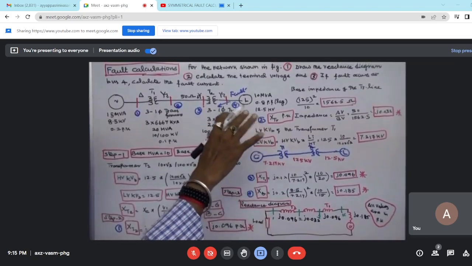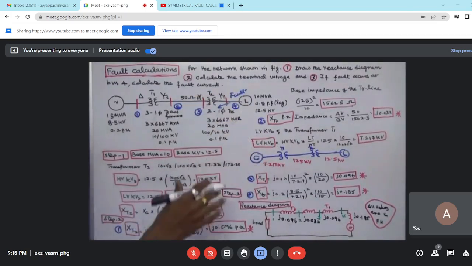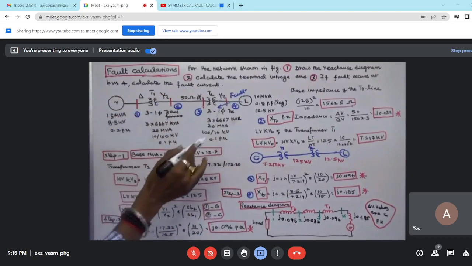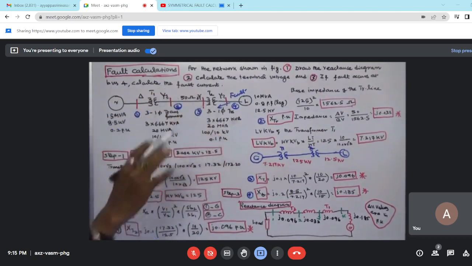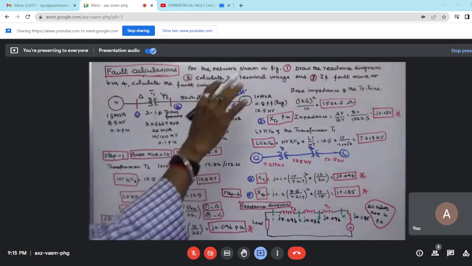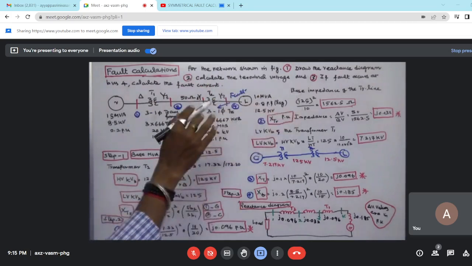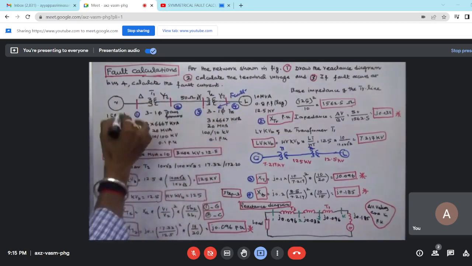In this class, we work out one problem on symmetrical fault calculation using Thevenin's theorem. For the network shown in figure, the first question is draw the reactance diagram of the network. Second question is calculate the terminal voltage. Third question is if fault occurs at bus 4, calculate the fault current. This is the given network.